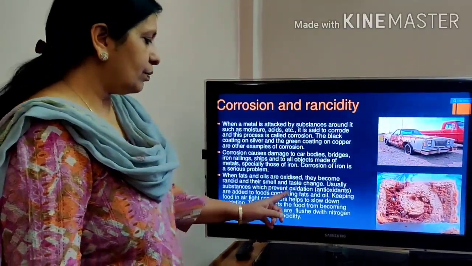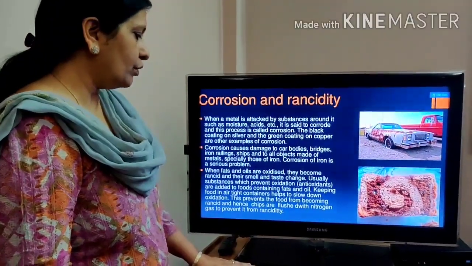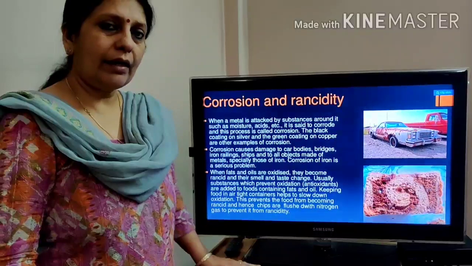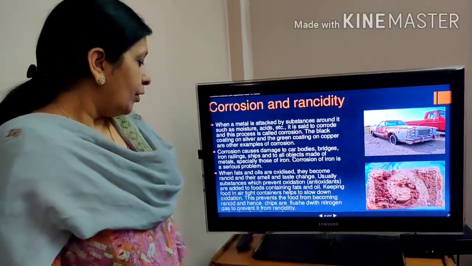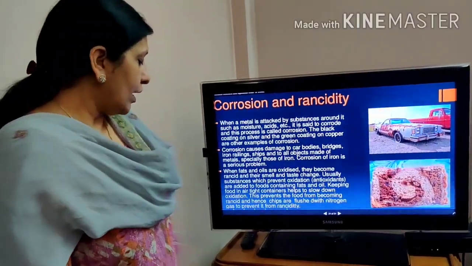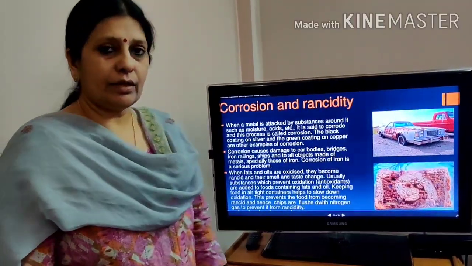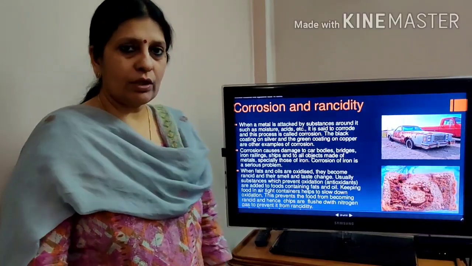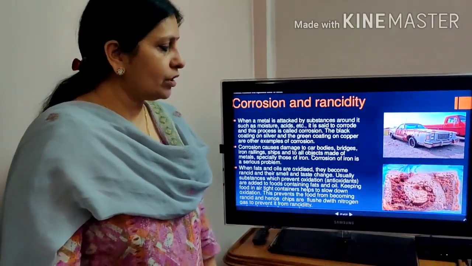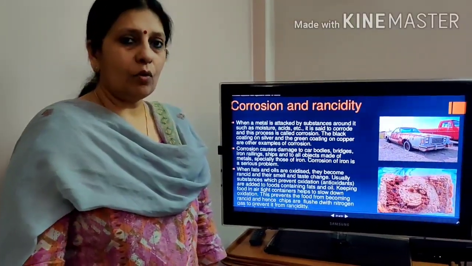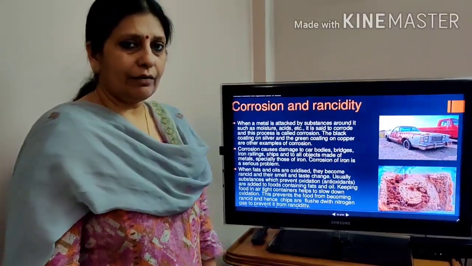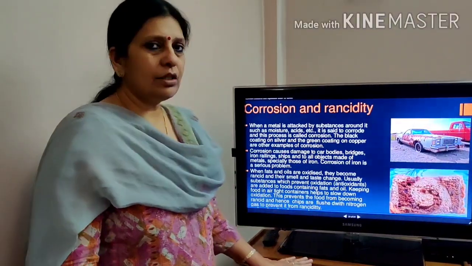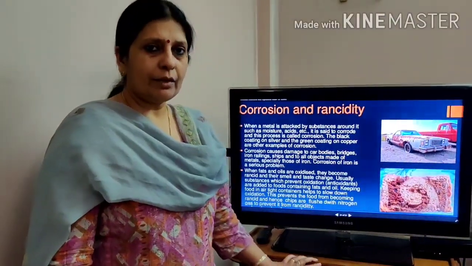Mainly, substances which prevent oxidation are added to food containing fats and oils. These substances are called antioxidants. Potato chips are often flushed with nitrogen gas to prevent rancidity, because nitrogen replaces air which contains oxygen, and in the absence of oxygen, the chips have a longer shelf life. So, we have also covered corrosion and rancidity. That is the end of the chapter.